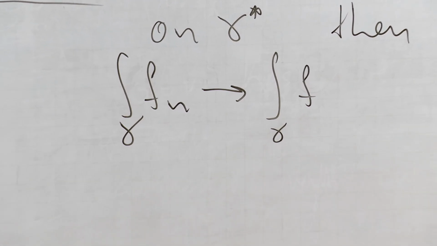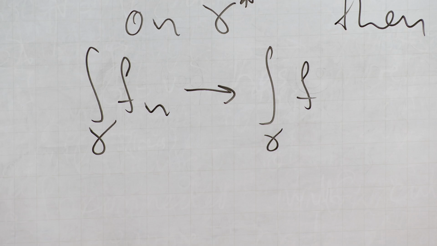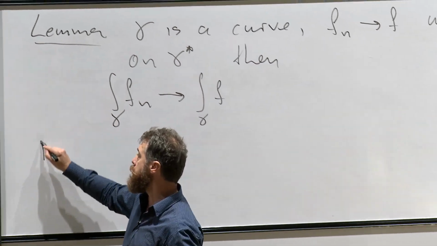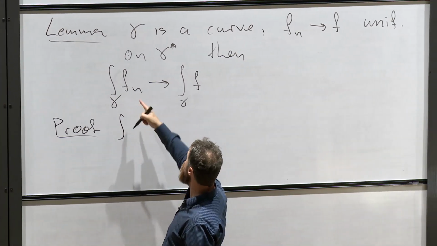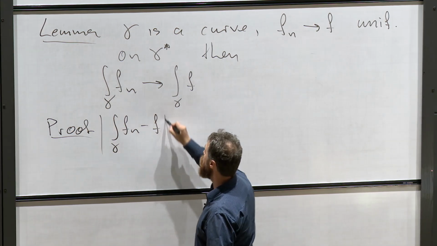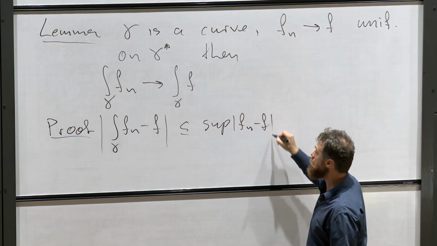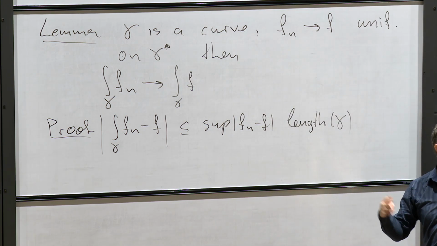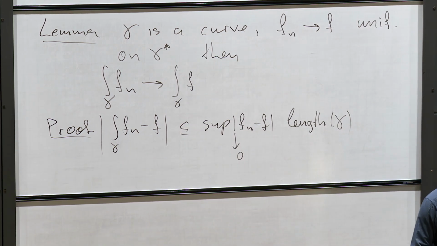Since all our curves are smooth, they are of finite length, so this is equivalent to saying that we look at finite intervals. So this is exactly the same, and the proof is the same, just a couple of small tweaks. So if you subtract, then you have this, and this is bounded by the supremum of fn minus f times the length of gamma. Uniform convergence means that this goes to 0, and this is finite, so we are done.